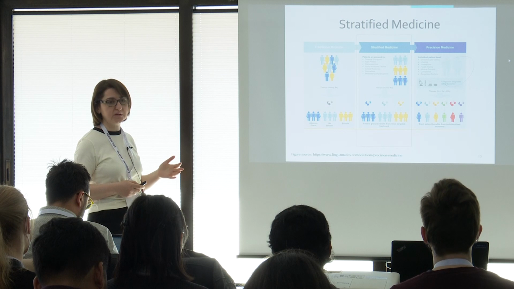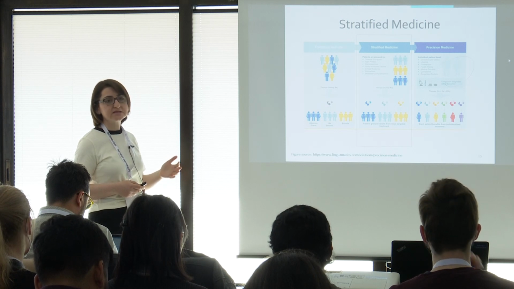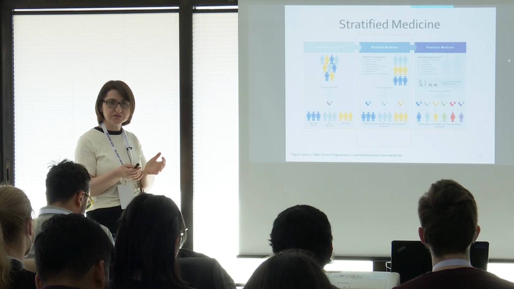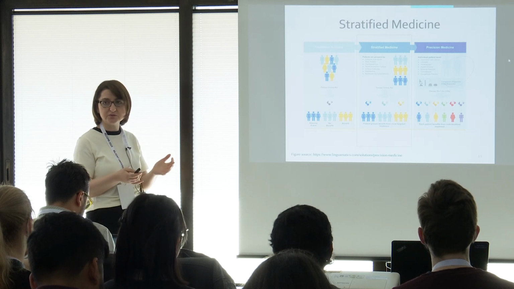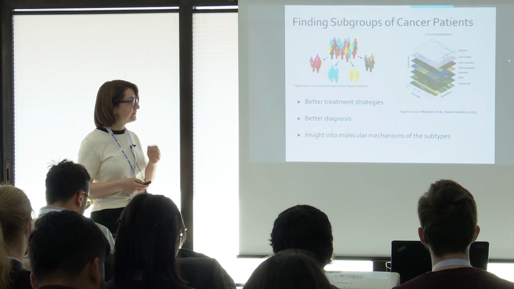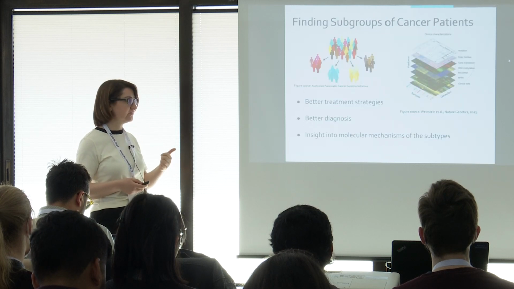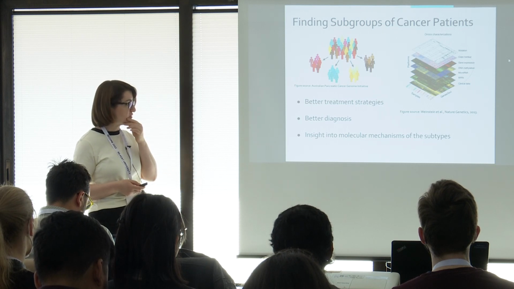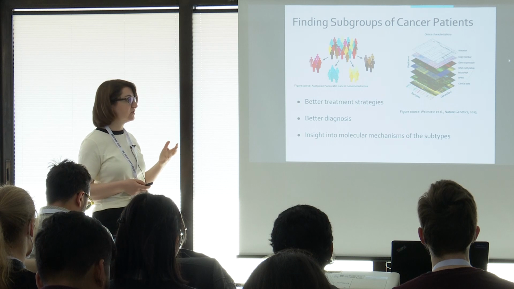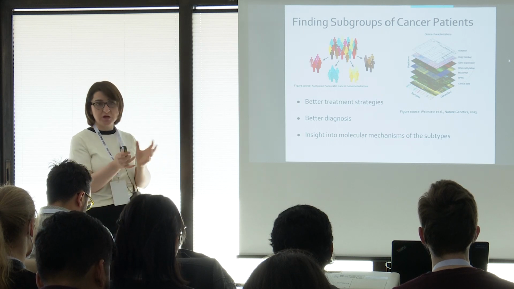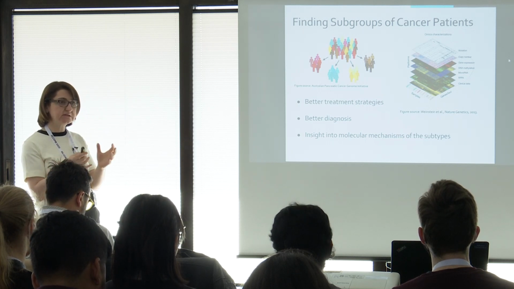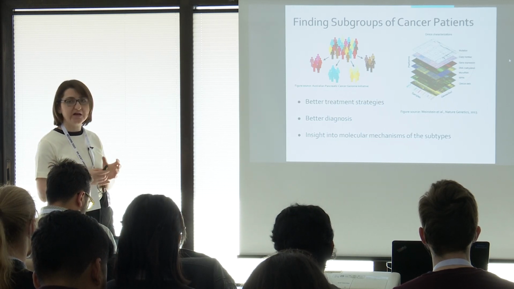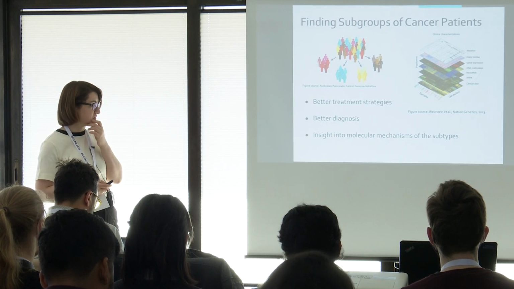But there's something in between called stratified medicine. That is, we identify subgroups of cancer patients that are homogeneous in terms of their molecular profiles and try to target them. This is good to devise better treatment strategies, to do better diagnosis for the patients, and also to get insight into molecular mechanisms of the subtypes. Because of this heterogeneity, it is difficult to pinpoint the molecular underpinnings of the cancer. But when you have better subtypes, it's easier to work with.